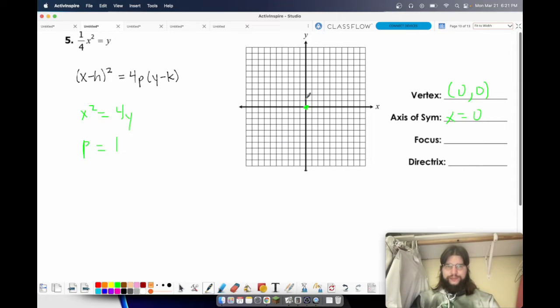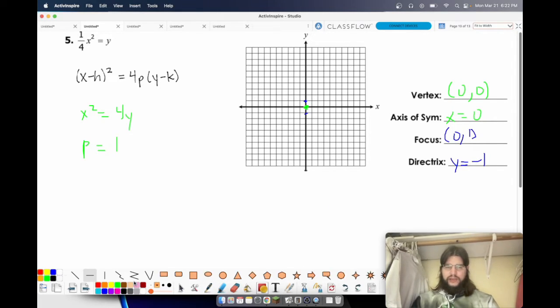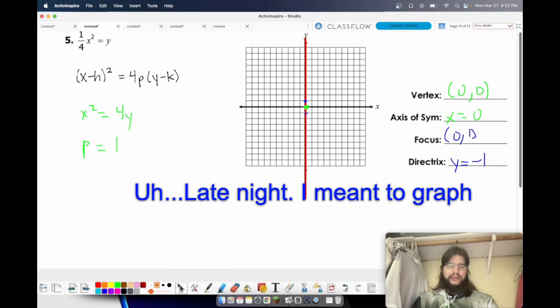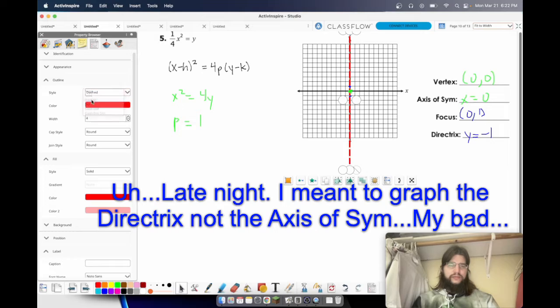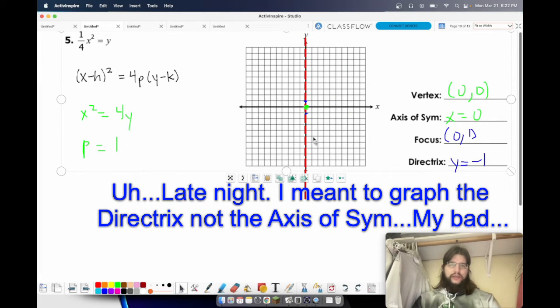I'm sorry. X is being squared, so it's going to be vertical. P is positive, so we're going to go right here for my focus, down here for my directrix. Okay, plot that on the x-axis, or on the y-axis right there. We're going to plot our axis of symmetry. And there we go.